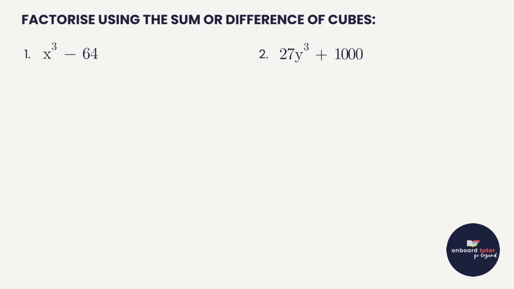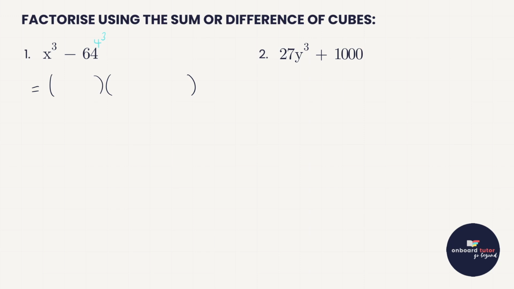Okay, so the first thing we have to do is we have to recognize that this is x times x times x, and this is 4 times 4 times 4. That helps us to be aware of the fact that we are dealing with the difference of cubes. And now we are going to have a process that we apply. We're going to have one smaller bracket and one bigger bracket.